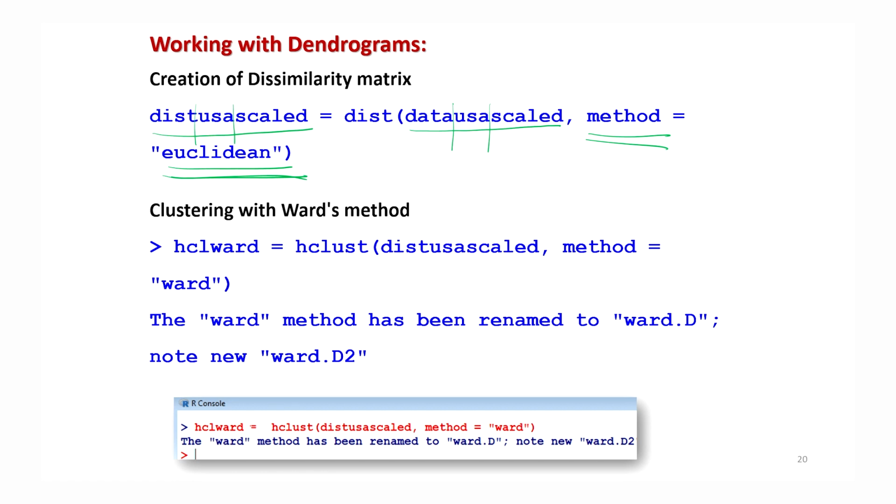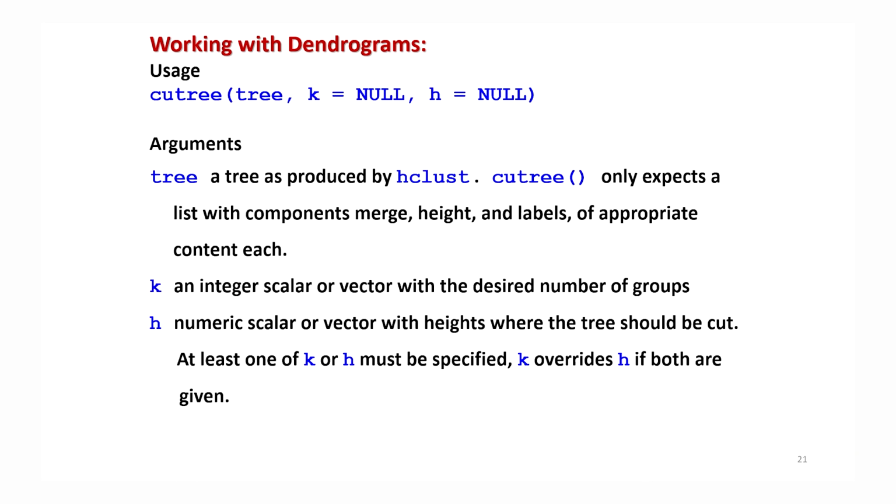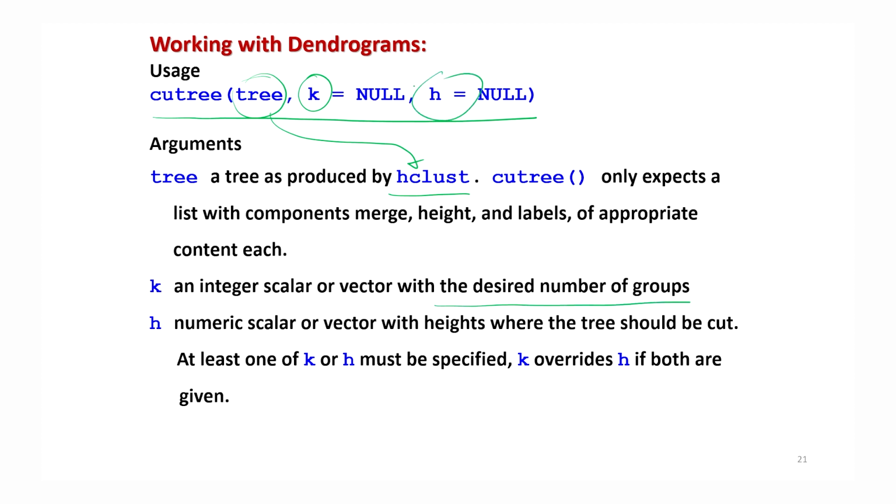And then we use the command hclust, using the method var, right? So this is the screenshot, but if you look at the outcome, you know what the command is for this: cutree. So cutree means you have to define here a tree, which is a product of using the command hclust, and based on that we give an integer value k, which is the desired number of groups to be obtained, and h here is a numeric scalar or a vector with the heights where the tree should be cut, right?